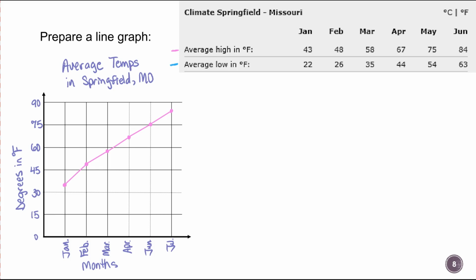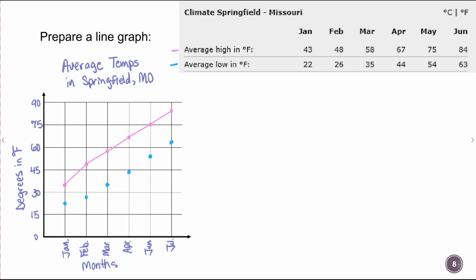And then our average low temperature starts at 22, and 22.5 is right in the middle, so we're very close to the middle here with this first one. 26 then would just be a little bit higher. 35, okay, so 35 is going to be below the halfway mark for sure. And 44, so we're going to put it very close to the 45. 54, so that's 9 degrees above 45, so we're going to be a little over half. And then last is 63, and so we're going to be a little bit above the 60.